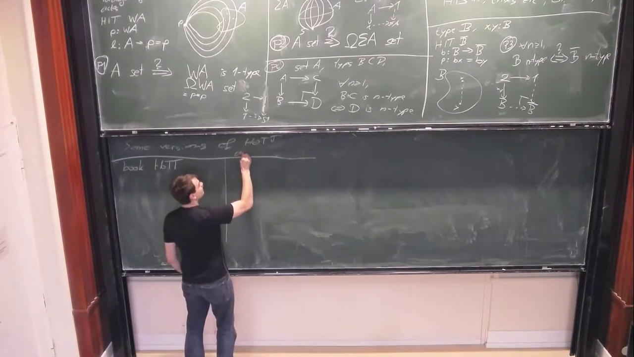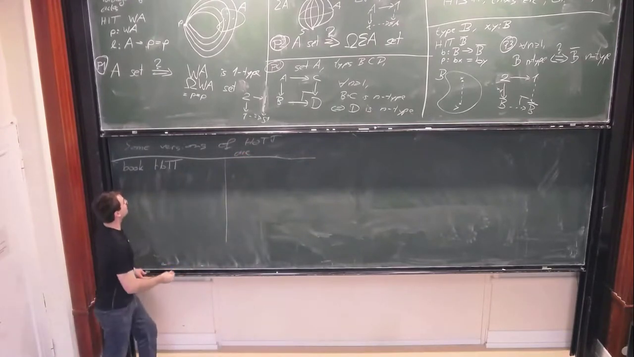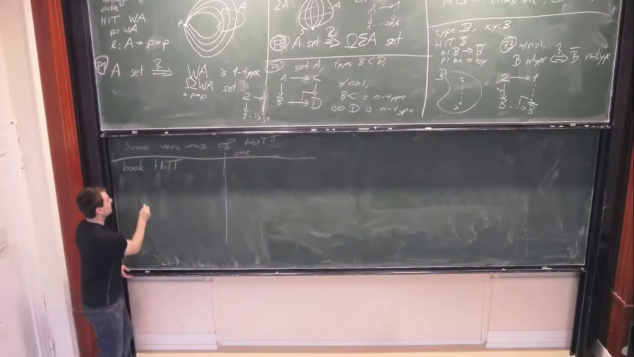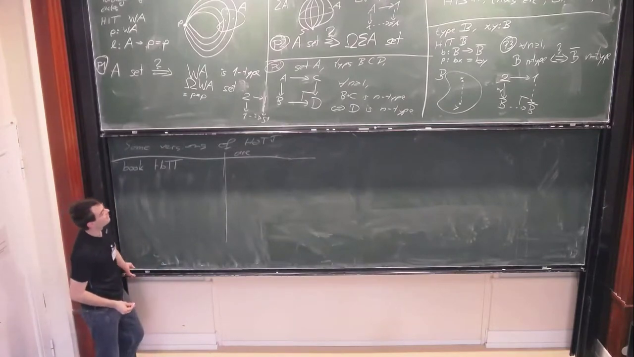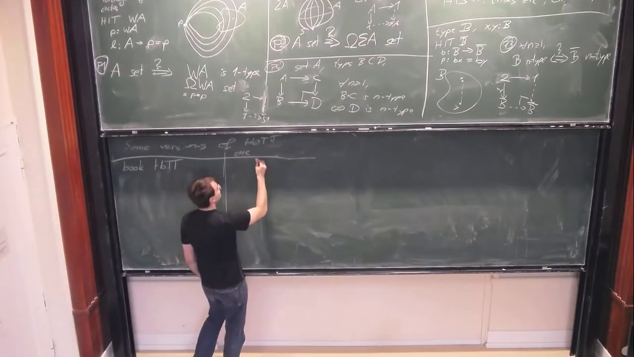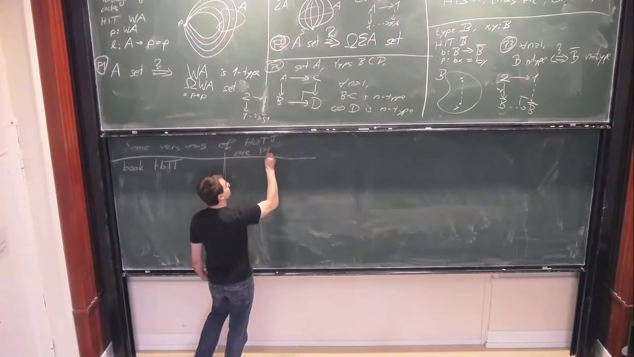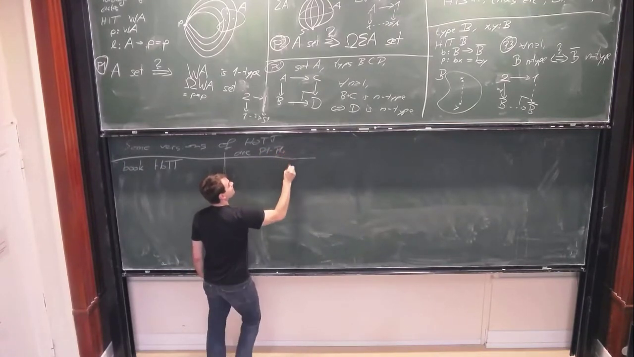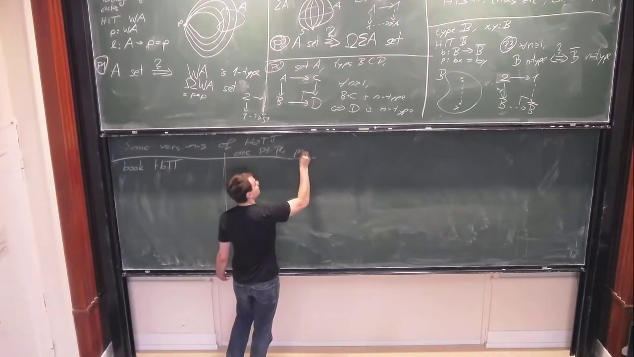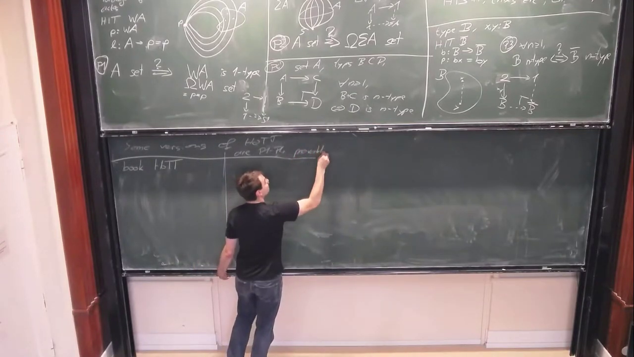So let's say I make a table. Then on the left side, I name some theories. On the right side, I want to comment on these problems, G1, G2, P4, and whether they are provable.